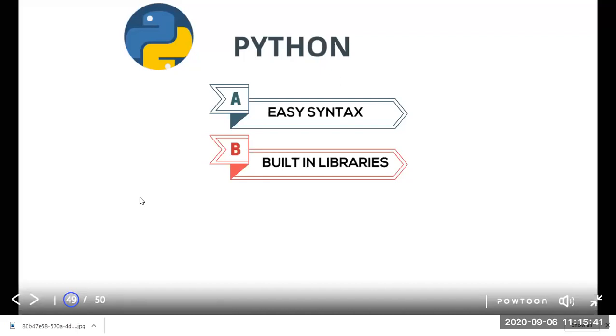Why? Because the syntax is very difficult. I'm not saying the subject is very difficult. No, the subject is very easy. But the syntax is very difficult when compared to other programming languages. Python syntax is very simple, and many built-in libraries are available in Python. That is the reason it is used extensively in the field of ML, that is machine learning, in the field of data science, in the field of artificial intelligence.